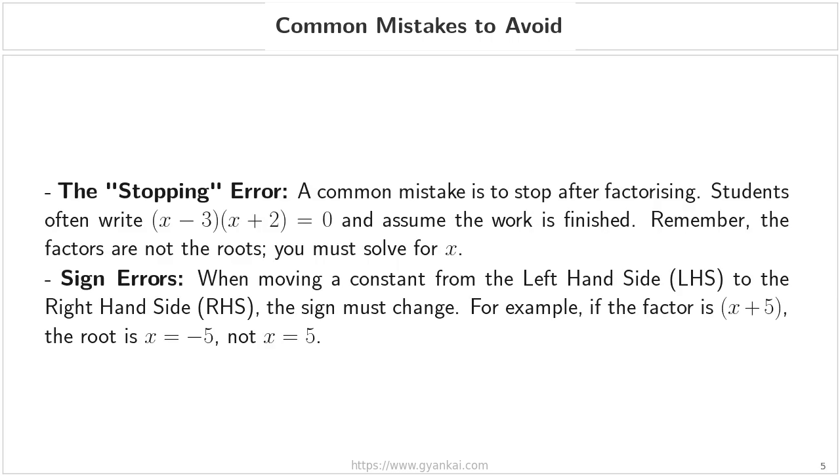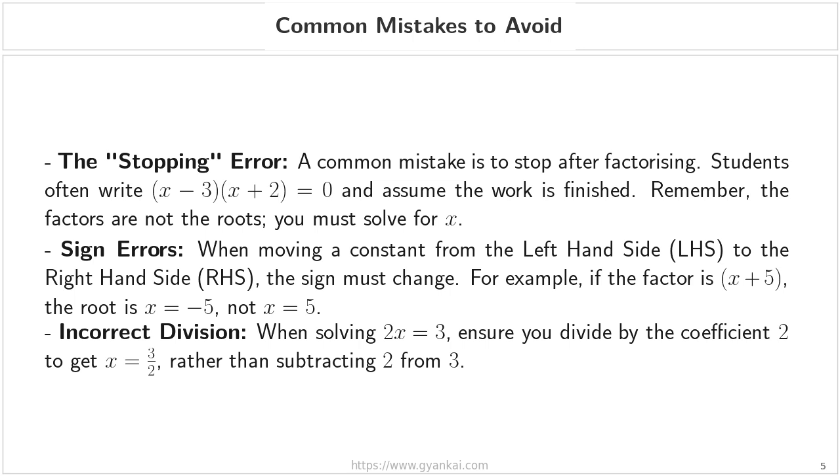Next, keep a very close eye on your signs. This is a classic area for simple errors. When you move a constant term from the left-hand side to the right-hand side of the equation, you must change its sign. For instance, if you're working with the factor x plus 5, and you set it to 0, moving that positive 5 across the equals sign turns it into a negative 5. So your root is x equals negative 5, not x equals 5. A small slip here can change your entire final answer.